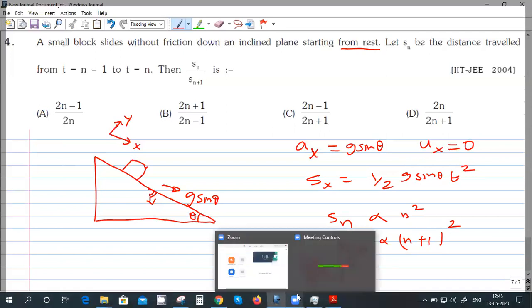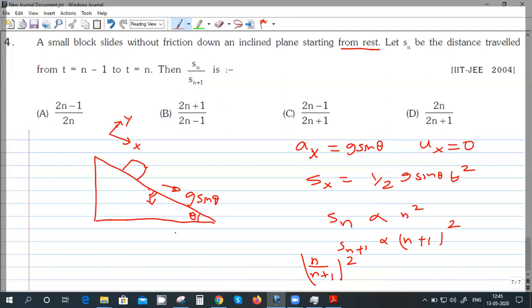There's no option like that. Sn is the distance traveled. Oh, he's changing the definition of Sn. Sn is not that. Sn is distance traveled in n minus 1, and this is n square. Got it? He's defining what is his Sn. Sn is distance traveled in n second, that is distance traveled in n seconds minus distance traveled in n minus 1 second.